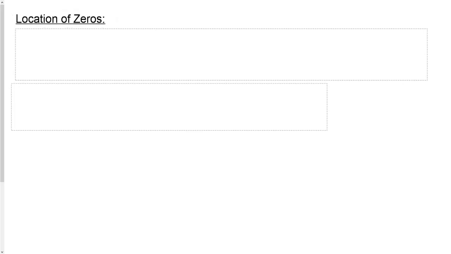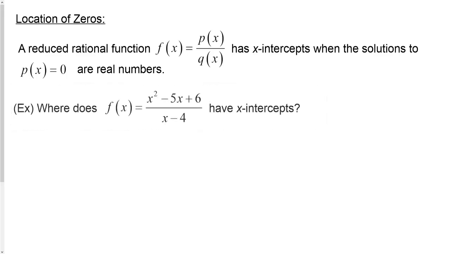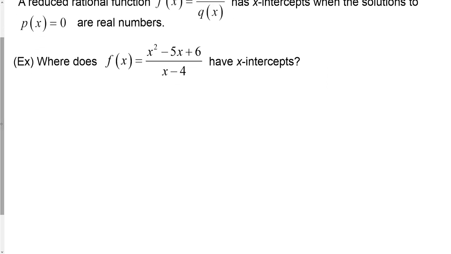Let's start with the location of zeros. So, a reduced rational function f of x equals p of x over q of x has x-intercepts when the solutions to p of x equals 0 are real numbers. As an example, let's find out where f of x equals x squared minus 5x plus 6 divided by the quantity x minus 4 has x-intercepts.